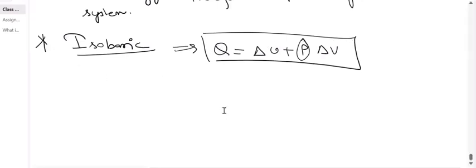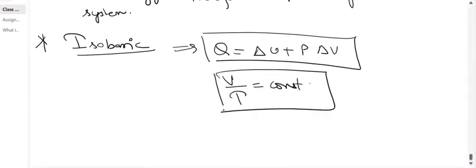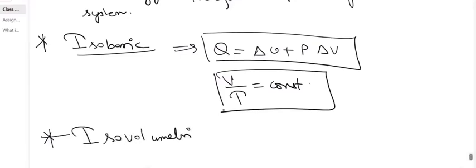Are you facing any doubts now? No, ma'am. Okay. So the equation can be written here as V over T is basically a constant value for the system. Okay. Now let's talk about isovolumetric. I'm explaining this part also. Don't worry, with the example.